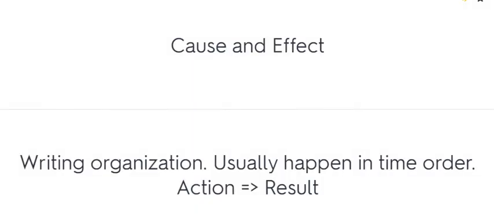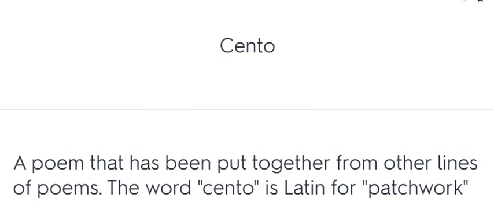Cause and effect. Writing organization usually happening in time order. Action leads to result. Cento. A poem that has been put together from other lines of poems. The word cento is Latin for patchwork.